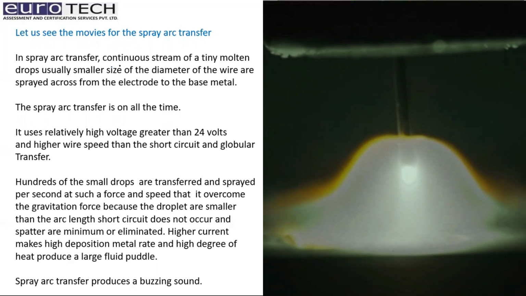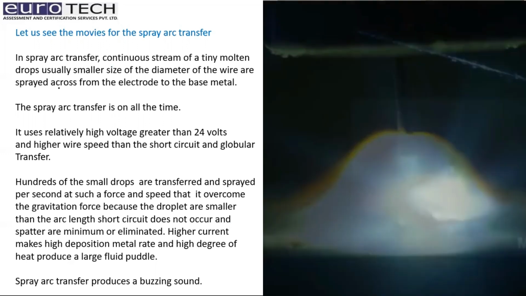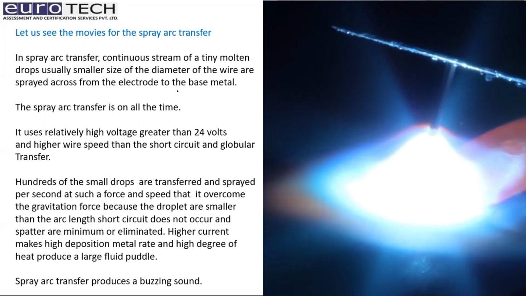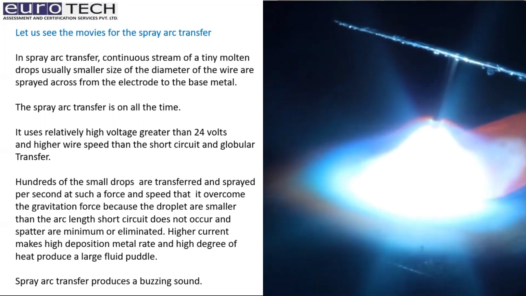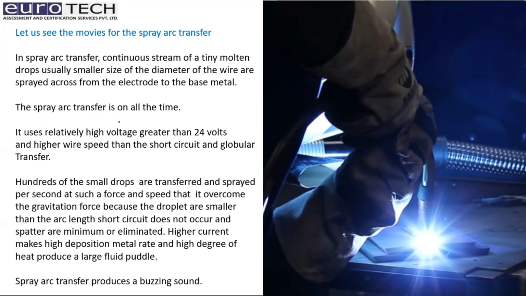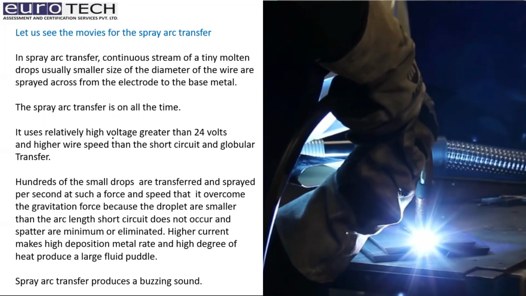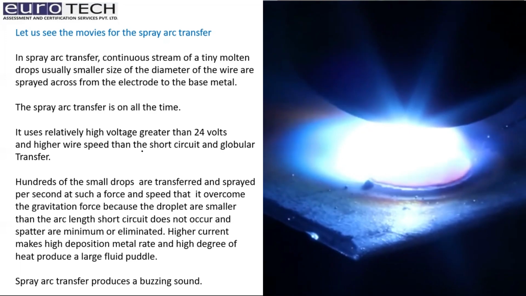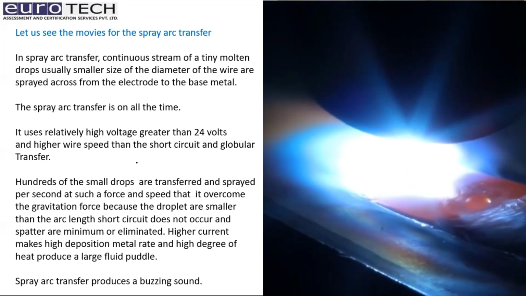In spray arc transfer, a continuous stream of tiny molten drops, usually smaller than the diameter of the wire, are sprayed across from the electrode to the base metal. That means it is sprayed in the form of continuous droplets, all the time. It uses a very high voltage of over 24 volts and high speed, which is more than the short circuit or globular transfer processes.